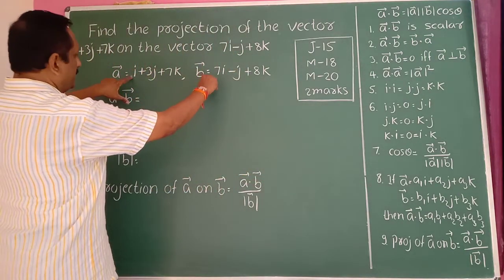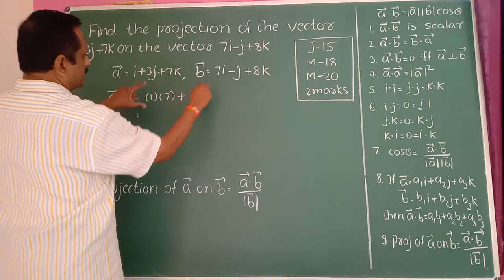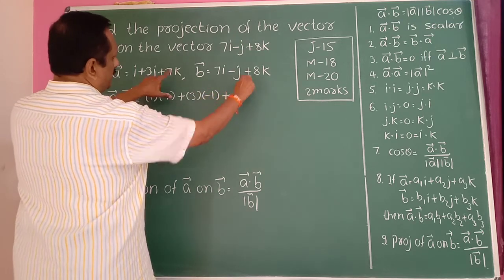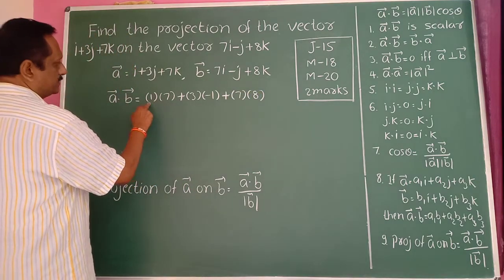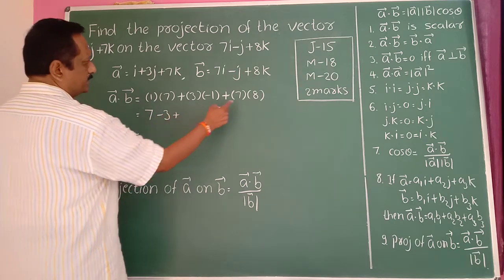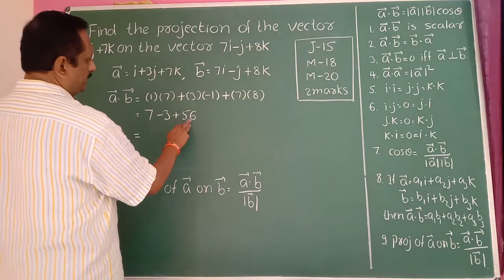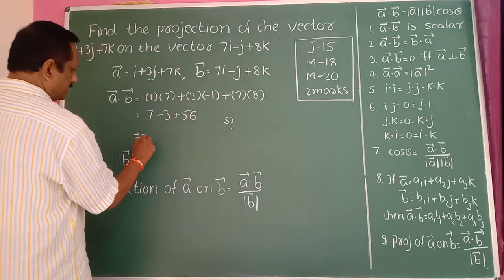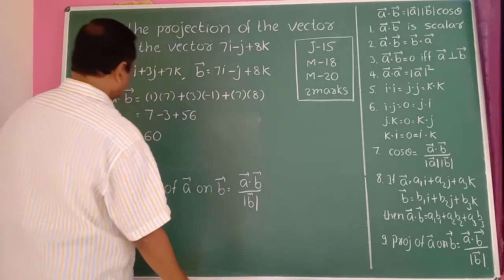Therefore 1 into 7 plus 3 into minus 1 plus 7 into 8. So 7 ones are 7, 3 ones are 3, minus 3, 8 sevens are 56. So 56 minus 3 gives 53, plus 7 gives 60. So a bar dot b bar is 60.